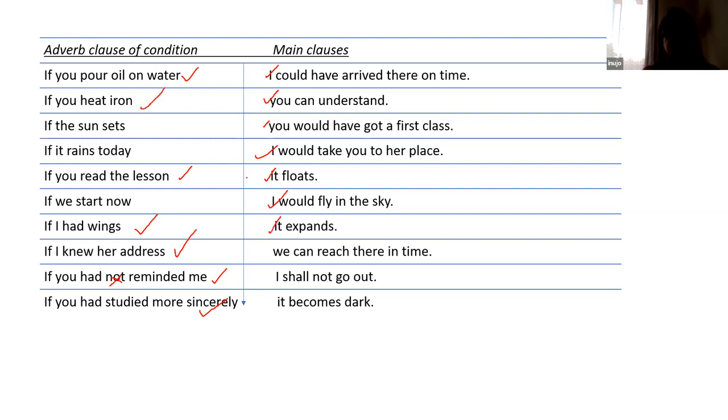See here, the clause has to come in the beginning. Even in this case, children, if you pour oil on water, it floats. Here the main clause has to come at the end. Similarly, if you heat iron, it expands. Here also, your dependent adverb clause comes at the beginning of the sentence, and then you have to put a comma, and then you get your main clause.